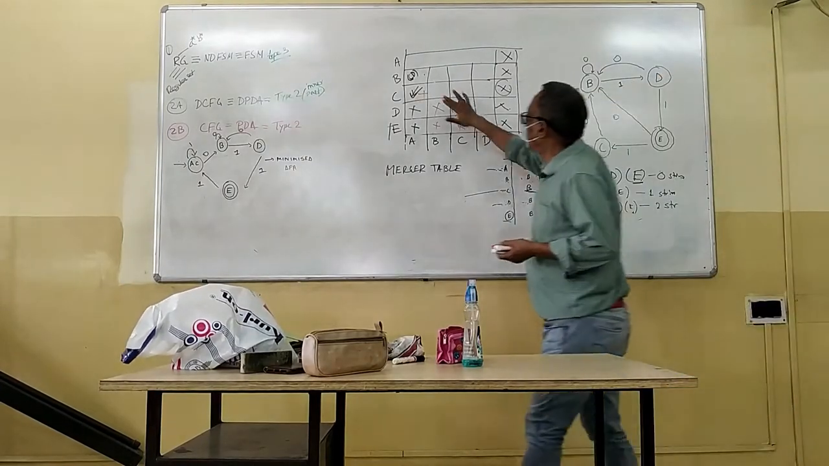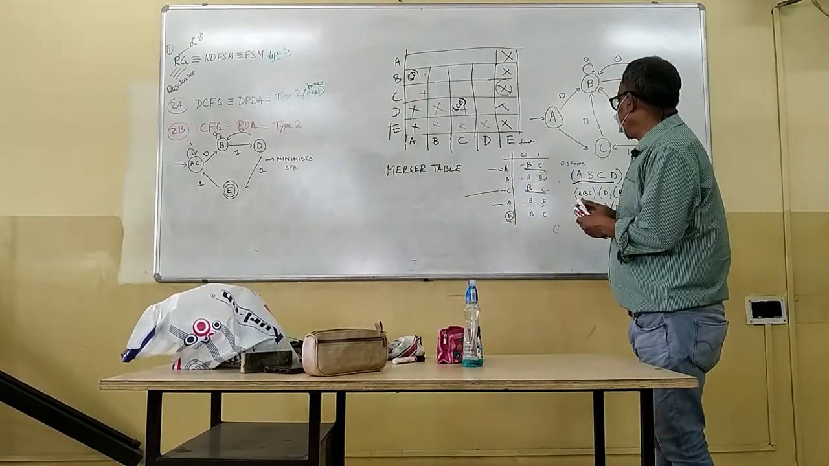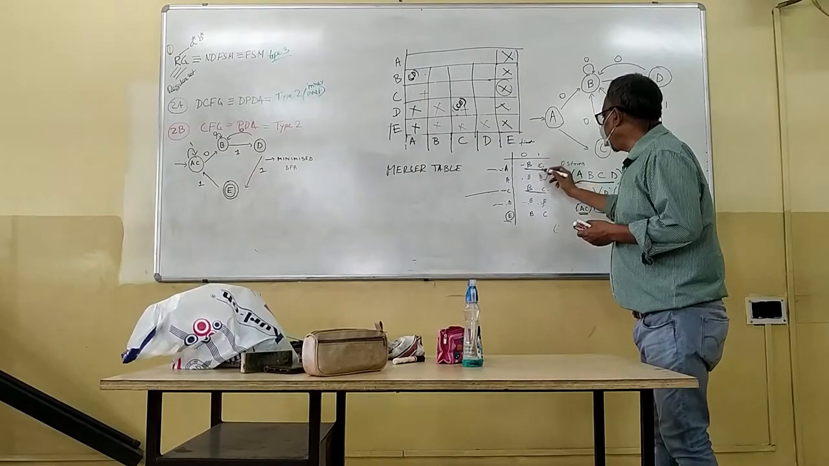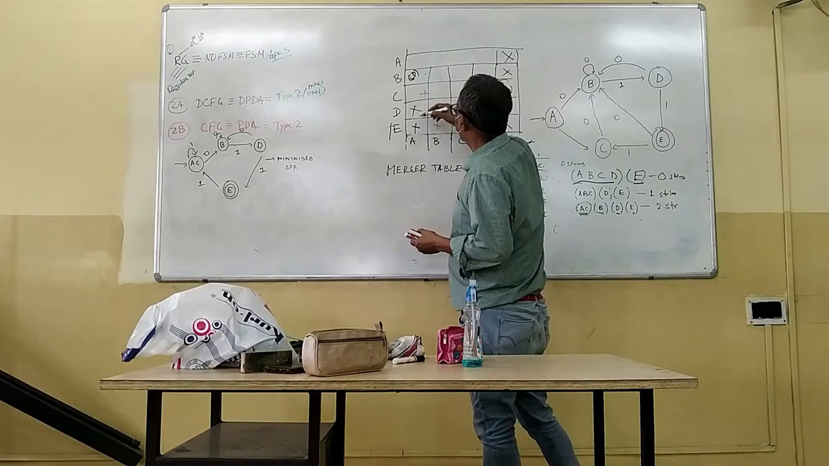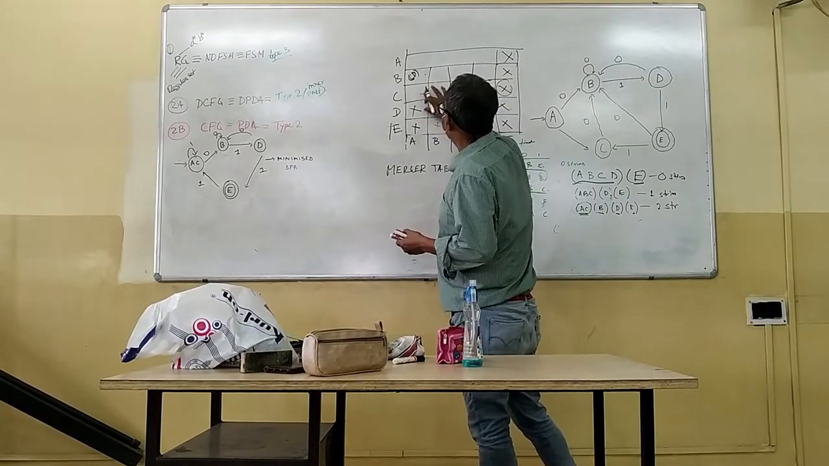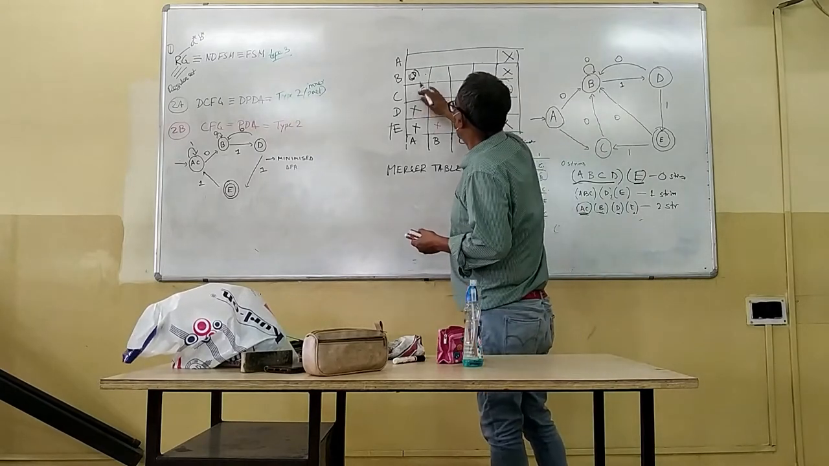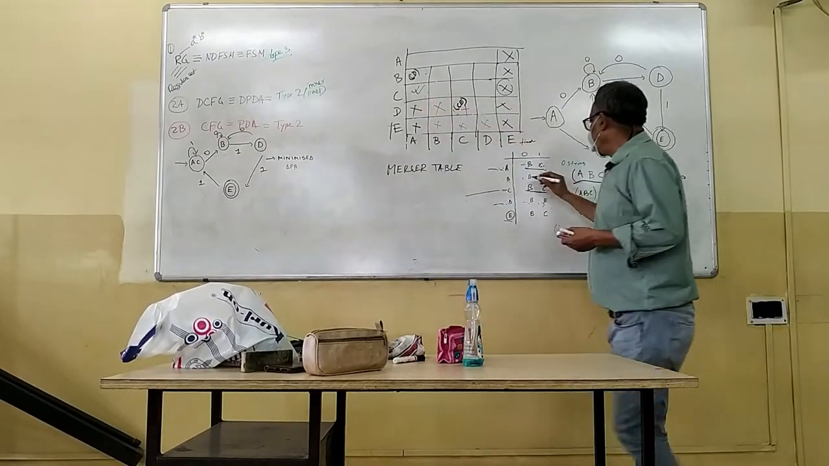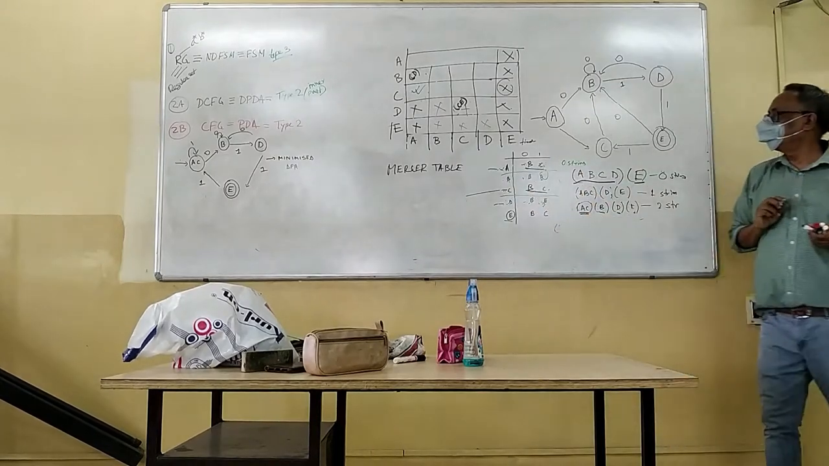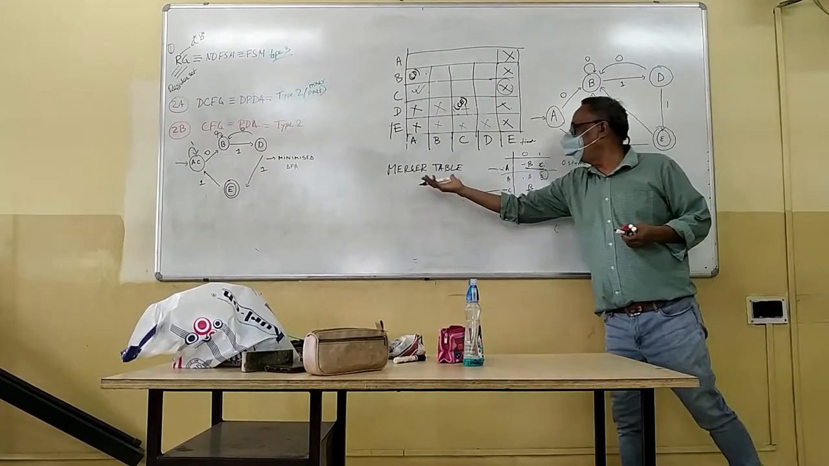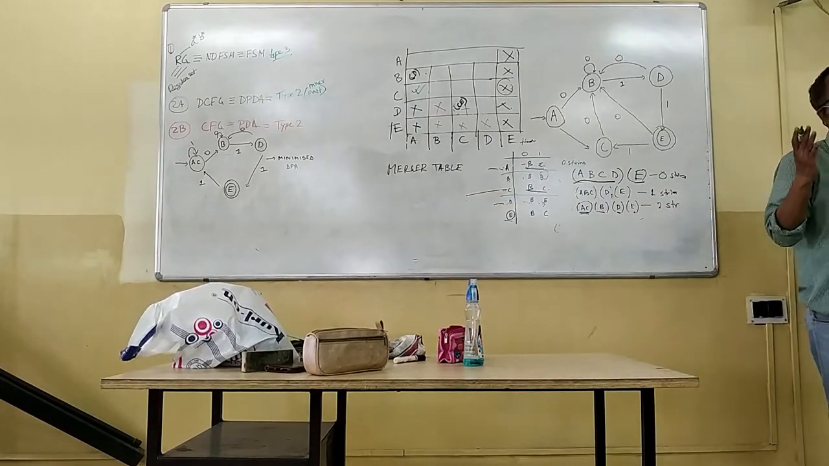What is AC? AC, BC, C is BC. So AC is always same, because A goes to B, C, C goes to B, C. So this is the technique of the larger table and this is the equivalence class. By both you can minimize the states.